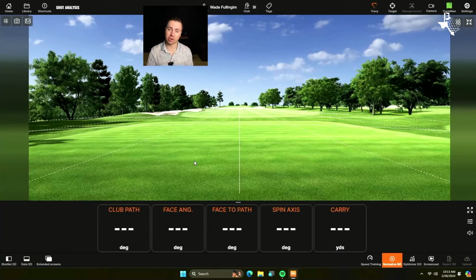Now I'm going to hit a few shots so I can demonstrate how these numbers work and how you can use them to fix your golf swing. Stay tuned to the end. I'm going to give you some bonus drills that'll really make a difference. Whether you have TrackMan or even if you don't have access to TrackMan, these drills are going to be essential to taking your swing and your game to the next level. Let me hit some shots.